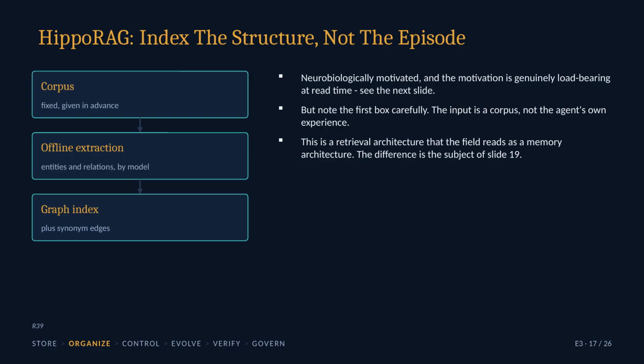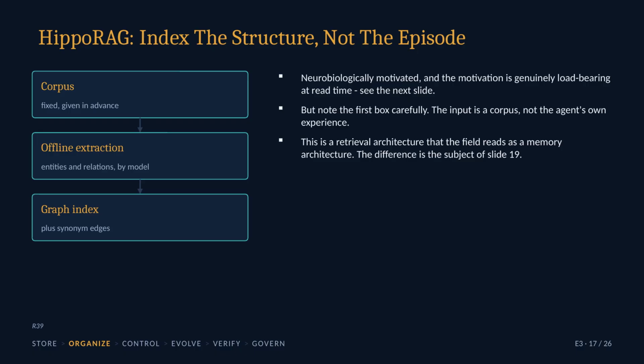HippoRAG indexes structure rather than episodes. A fixed corpus goes in. A model extracts entities and relations from it, offline. The result is a graph index, with additional edges joining terms the retriever considers synonymous. The neurobiological motivation here is not decoration, it does real work at read time, as the next slide shows.